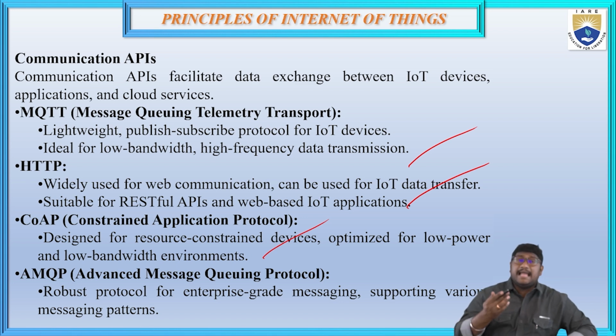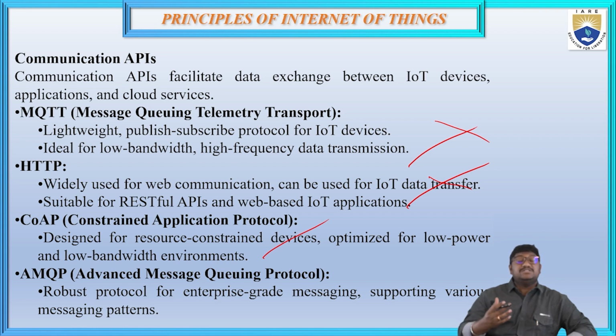Coming to the first one, MQTT, which is lightweight and utilizes a publish and subscribe model for IoT devices. It is ideal for low bandwidth and high frequency data transmission. Coming to HTTP, which is widely used for web communication and can be used for IoT data transfer, HTTP is also suitable for RESTful APIs and web-based IoT applications.